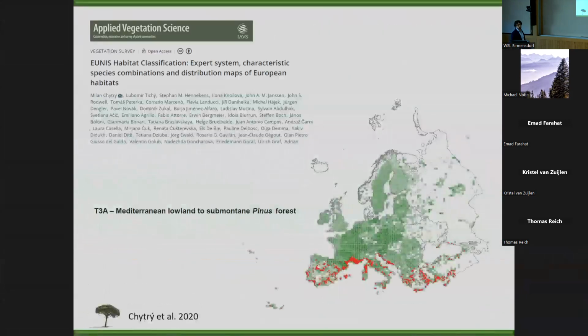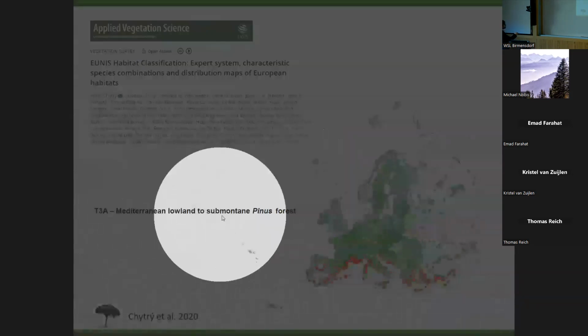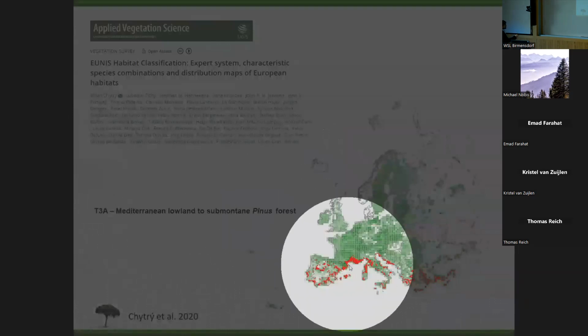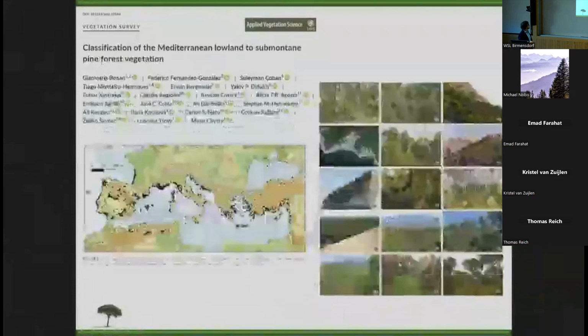Okay, so in 2020, a large group of vegetation scientists led by Milan Chytrý from the Masaryk University of Brno, after many years of work, especially by him, released this compilation of European habitats, known as EUNIS habitat. You might have heard about it. In particular, pine forests are included under this code, T3A, Mediterranean lowland to submontane pine forest. And this is the distribution of the habitat.